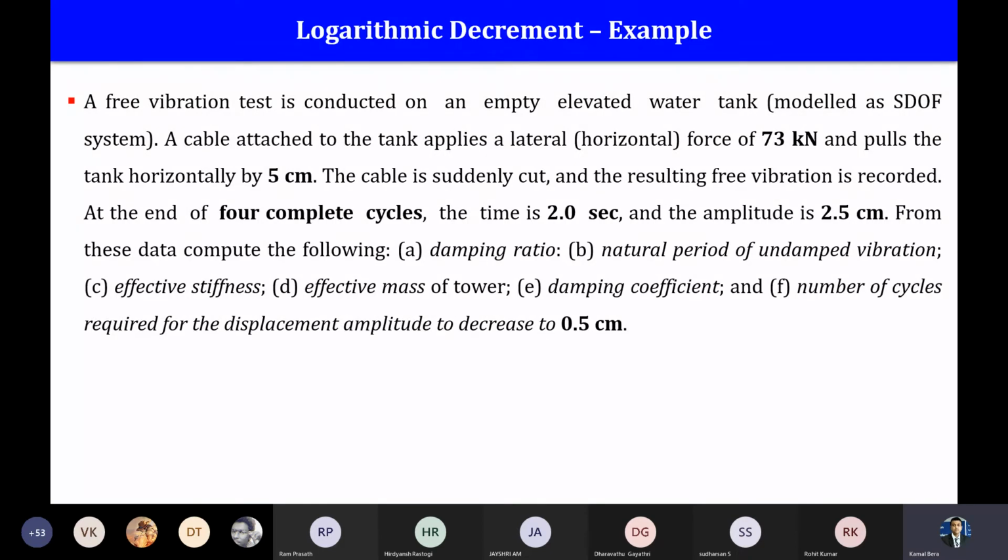Okay, so you might have done this already, right? What is the answer for this? B, natural period of undamped vibration. What is the answer for B? 0.5 seconds.